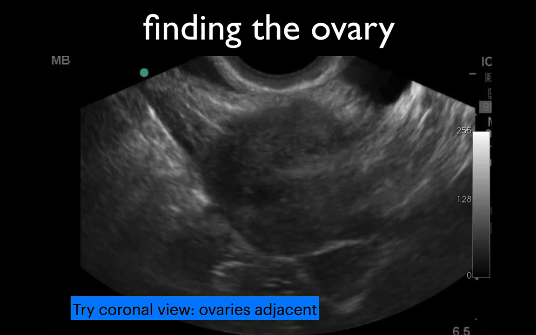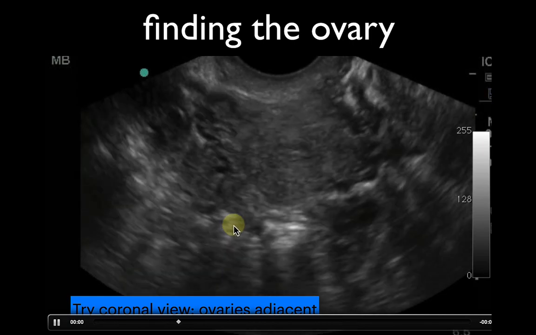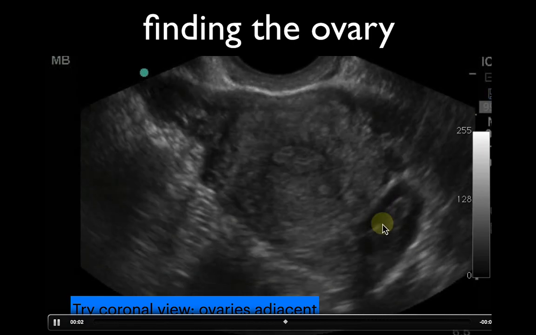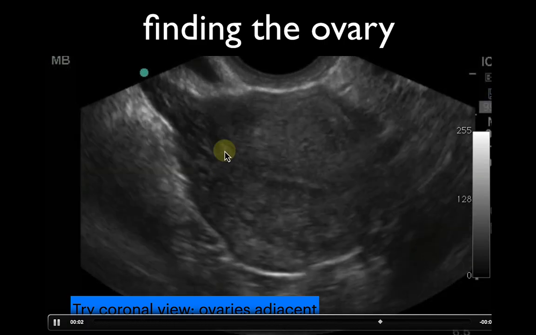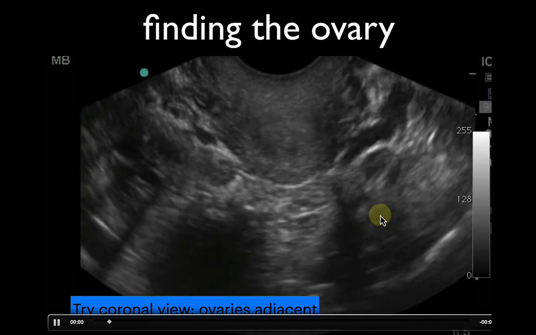The ovaries have a tendency to sit right next to the uterus, so if you're just losing them in the mess of bowel as you go from side to side in sagittal view, sometimes it's just a little bit easier to pick them out when you're in this short axis view, because there's one ovary over here, right there, and the other ovary is down here.